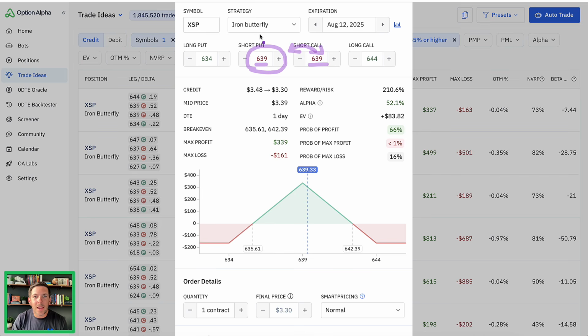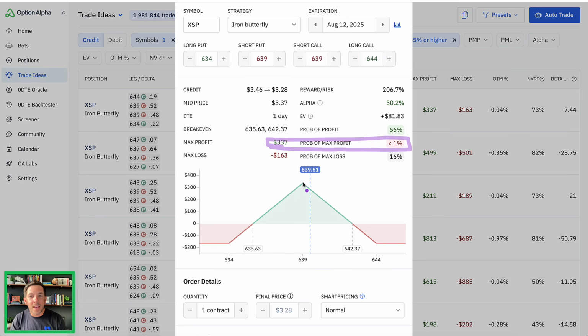So that would create that iron butterfly position for you. That is where your strategy peaks, at 639. Those are those short strikes. So you'd make the most amount of money at 639. If you could get it to 639, you'd make $338, which is the max profit. Again, the likelihood of making max profit is less than 1%, because you're not going to pin it there. It almost never pins exactly at that price at expiration.